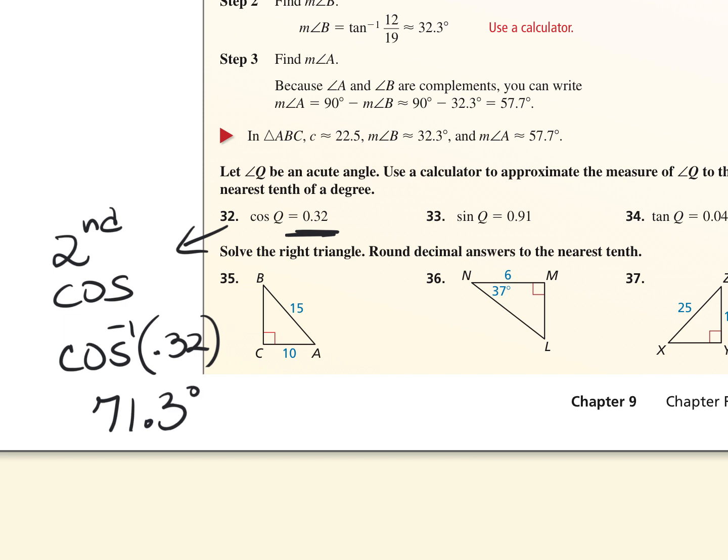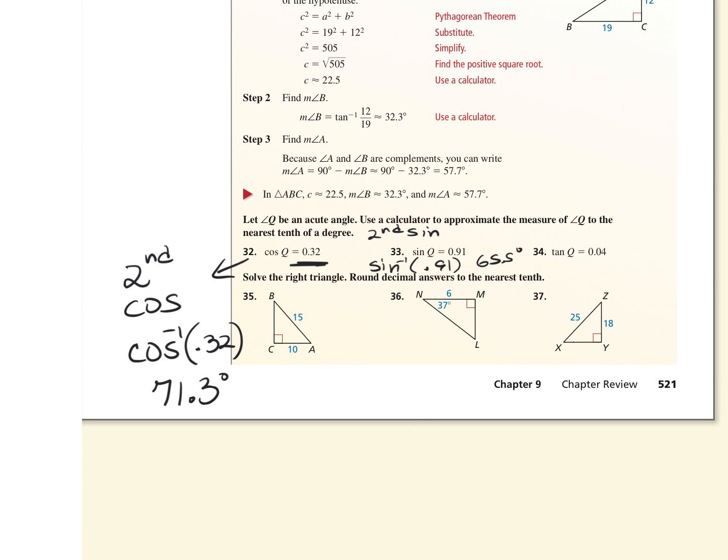If it were number 33, you would hit second, sine, it opens up sine -1, put the decimal, close the parenthesis, hit enter, and you get 65.5. So be able to do questions like these where it's, again, a gift. And again, also be able to solve a right triangle.